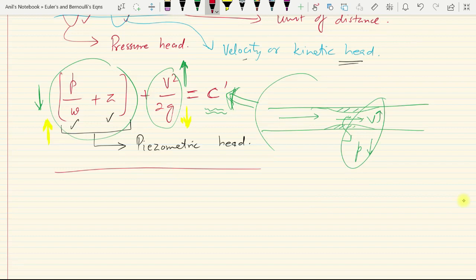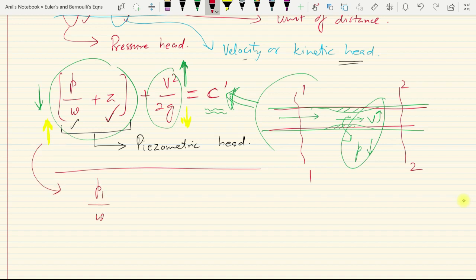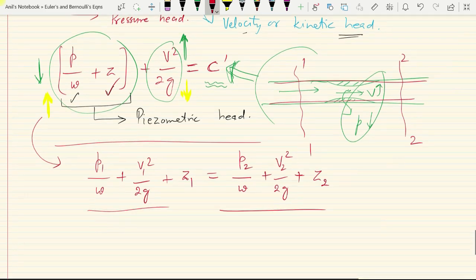Now for a flow in pipe, we can have two sections, 1 and 2 for study. So according to this theorem, P1 by W plus V1 square by 2g plus Z1 must be equal to the same thing for section 2, P2 by W plus V2 square by 2g plus Z2. Since it is a constant, these two expressions must be same for two sections.